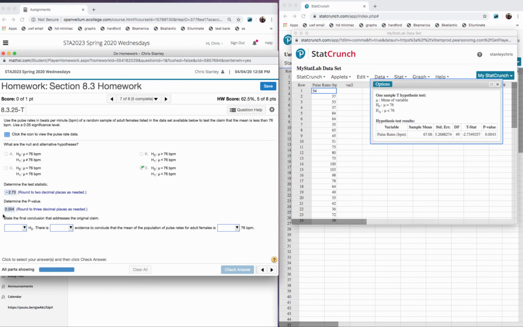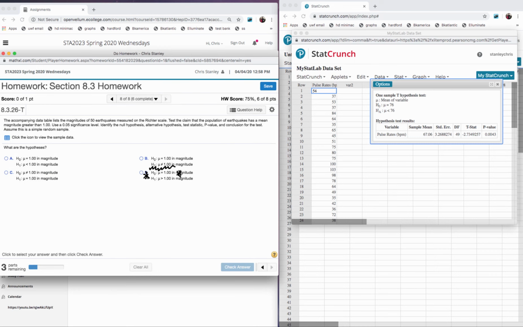Okay, so now what I'm going to do is compare 0.004 to 5%. And 0.004, the p-value is low, the null must go. So I'm going to reject the null. Okay, now remember I'm rejecting this. So if I reject this, I have sufficient evidence for this. So there is sufficient evidence to conclude that the mean is less than. That's a less than sign.